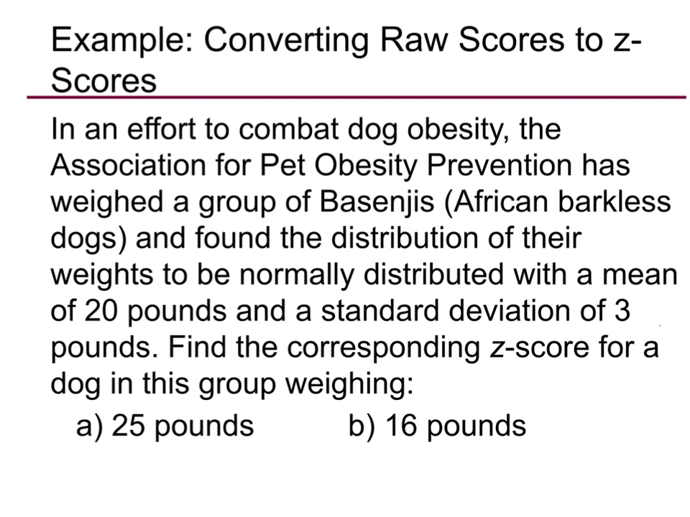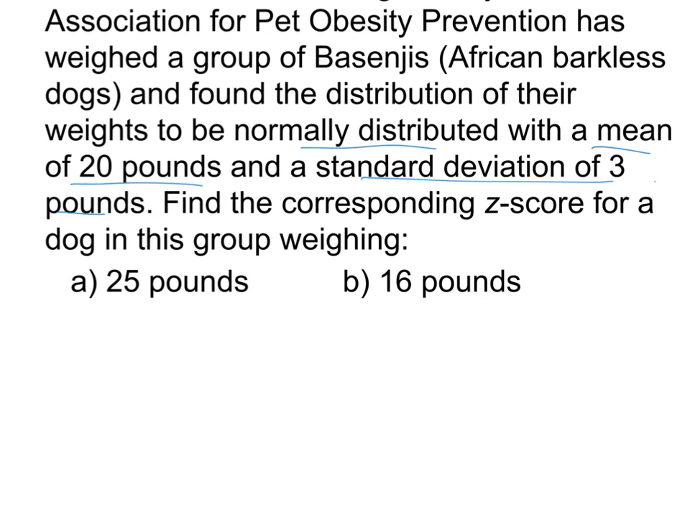So you can pause and read through this example if you want to. I'll highlight the important parts. We're told that this data set is normally distributed, and we have a mean of 20 pounds and a standard deviation of 3 pounds. So I can write down that important information that my mean, mu, is 20 pounds. Standard deviation sigma is 3 pounds. And for part A, we have to find the z-score corresponding to a weight of 25 pounds.